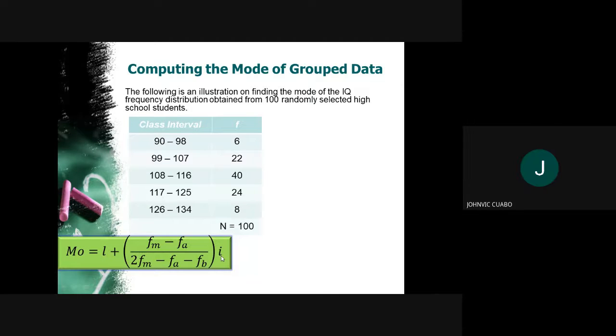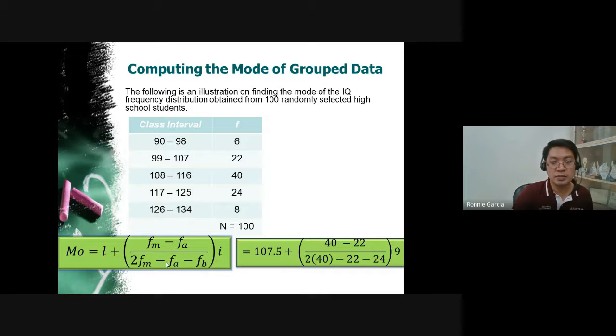9. Yes, correct. So using your calculator, you have to replace all those numbers and calculate. Unahon mo nasa parentheses, of course. 40 minus 22 and then divided by, you have 80 minus 22 minus 24. So ang result, i-multiply sa 9 and then finally, i-add mo sa 107.5. The mode is 112.26.